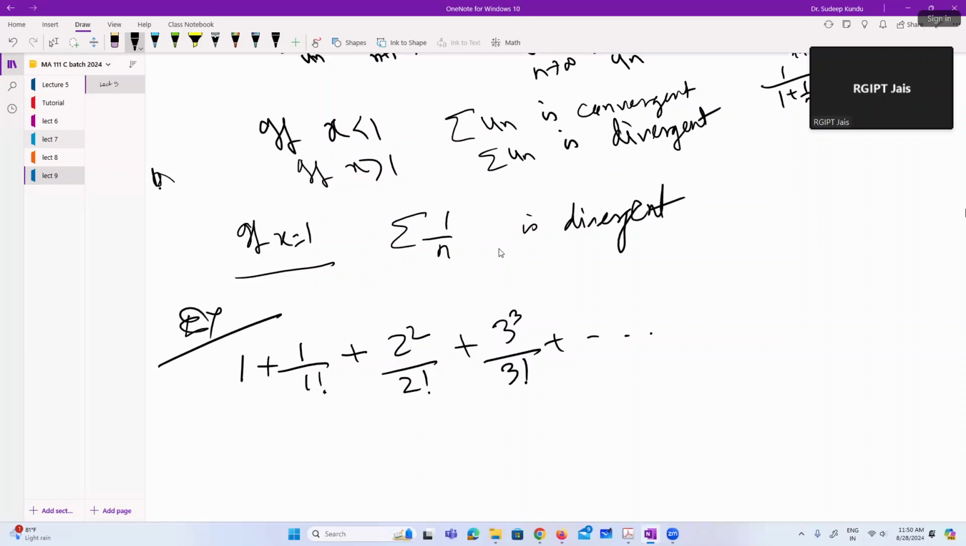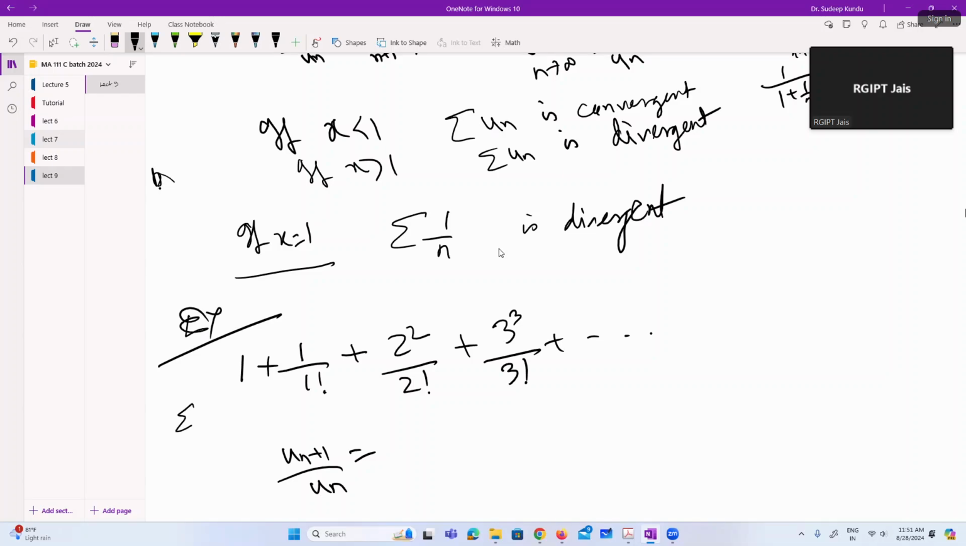Sir, first we'll check for n raised to the power n divided by n factorial when n tends to infinity. So what is Un here? N raised to the power n divided by n factorial. So what will be Un plus 1 by Un here? Calculate and tell me, because this you know and you should give the answer.